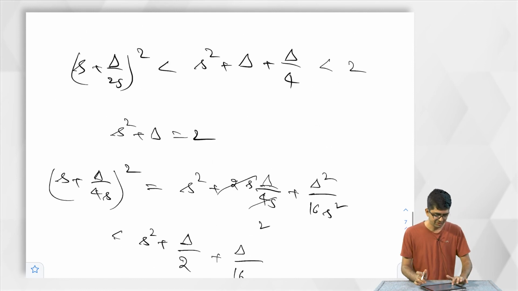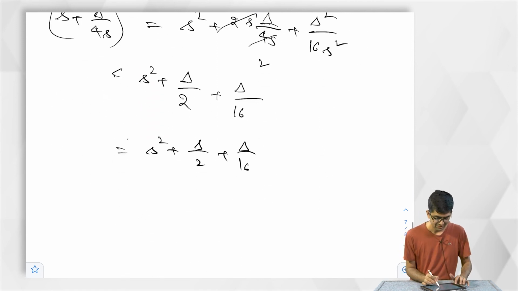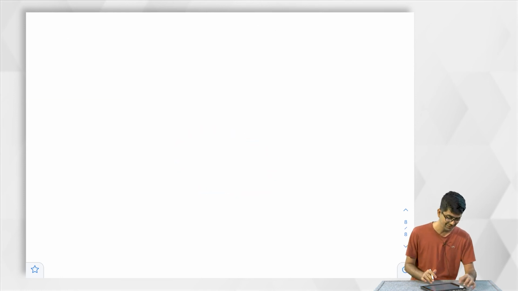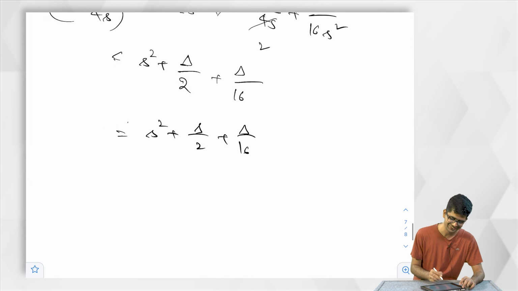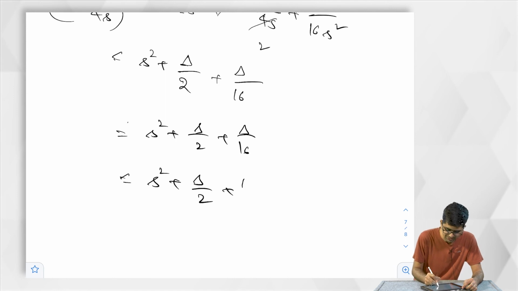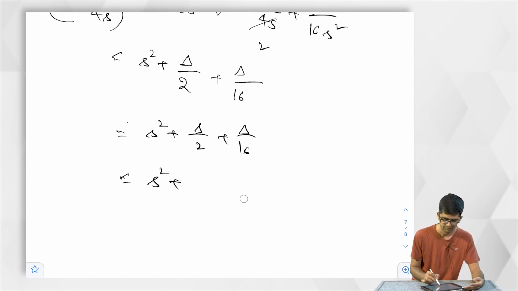Now what were we expecting? We are expecting that we get just delta here, but if you really want to get delta, one can do that, because 1 by 16 is less than 1 by 2, so s square plus delta by 2 plus delta by 16 is less than s square plus delta by 2 plus delta by 2, and these two add up to give just delta. So this is equal to 2.